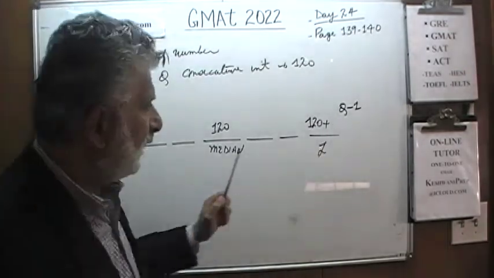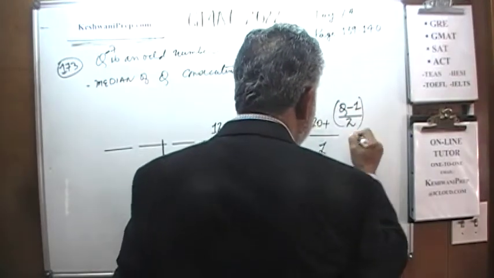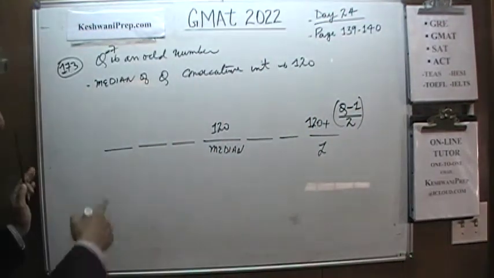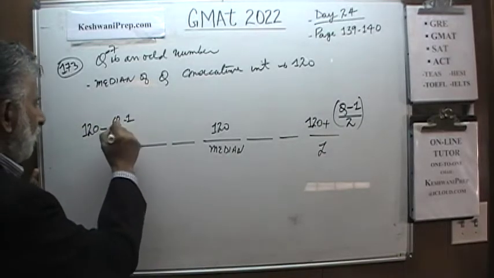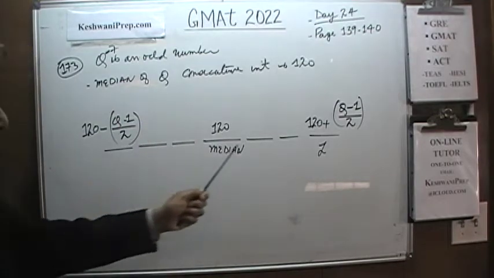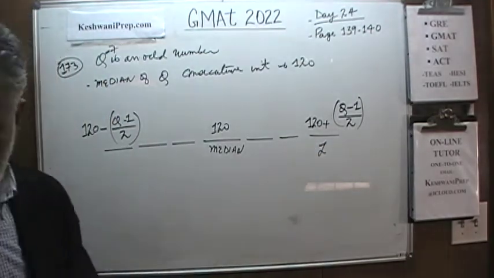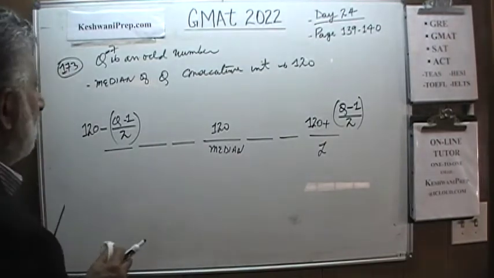So it's Q minus 1, half of that. This is 6. Half on this side and half on this side. The smallest one is going to be 120 minus (Q minus 1) over 2. In other words, 120 minus 3, 120 plus 3. That's all.